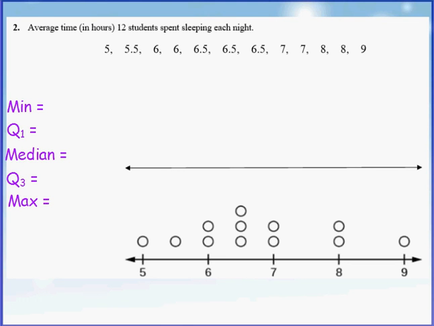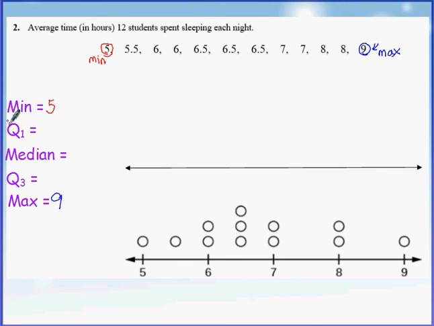Okay, let's try one more together. The average time in hours of 12 students that they spent sleeping each night. So we collected data from 12 different students and found that the minimum amount of sleep from this group of students was 5 hours each night. The maximum amount of sleep from this set of students was 9 hours each night. So we have 9 for our max.